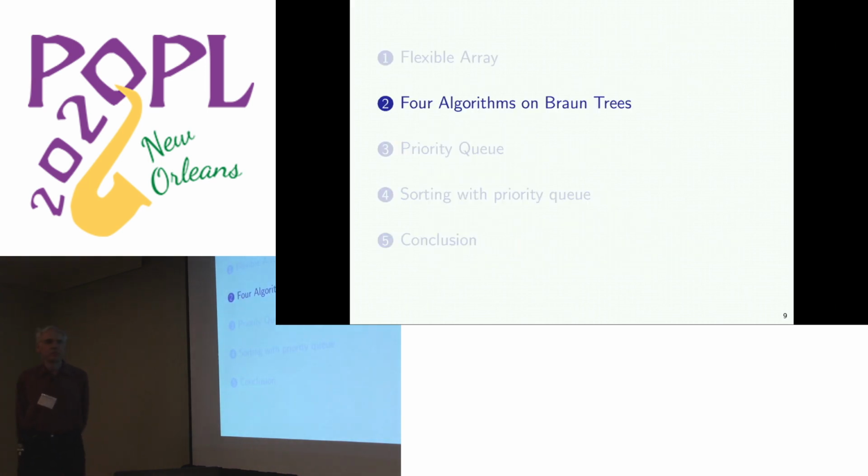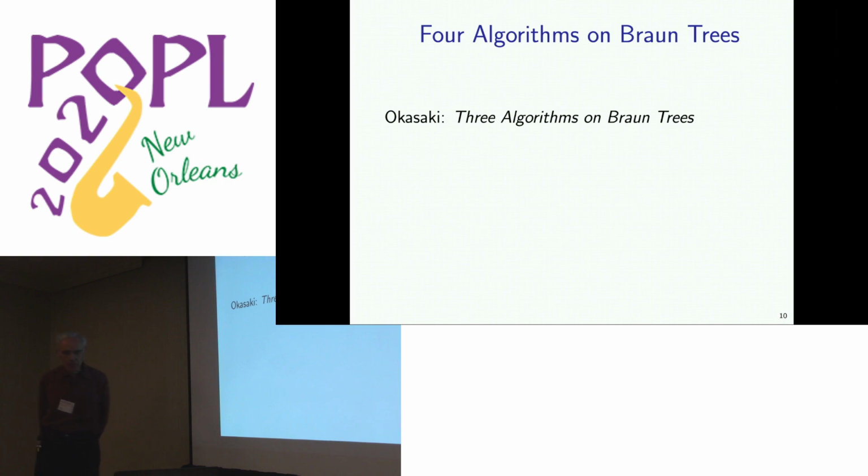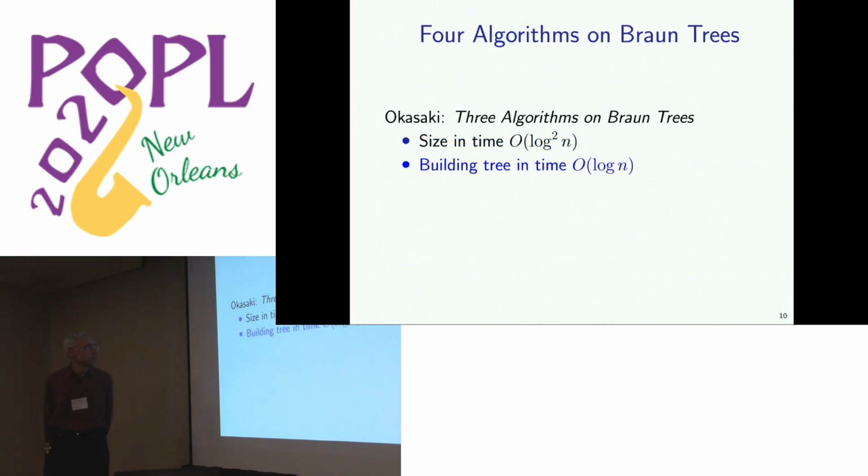So 4 algorithms on Braun trees, that's actually a variation on the title of a paper by Chris Okasaki, 3 algorithms on Braun trees. So what are the 3 algorithms? The first one is that you can compute the size of a Braun tree in log square time. So you don't need to go through the whole tree if you know that it's a Braun tree. You can also build a Braun tree with all the nodes having the same contents with n nodes in log n time, lots of sharing there. And you can convert a list into a tree in linear time.